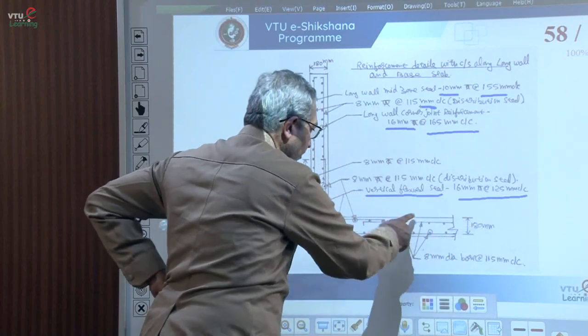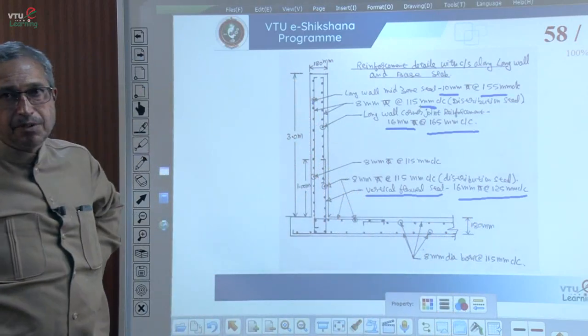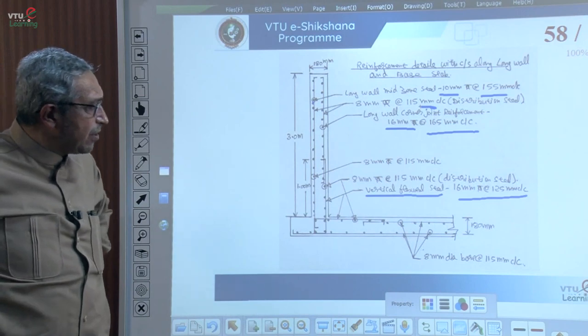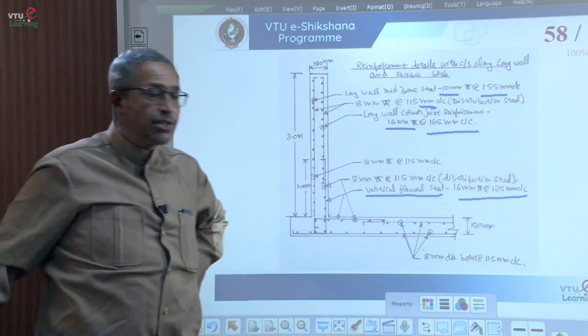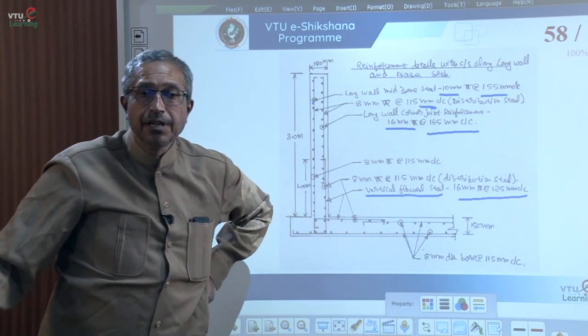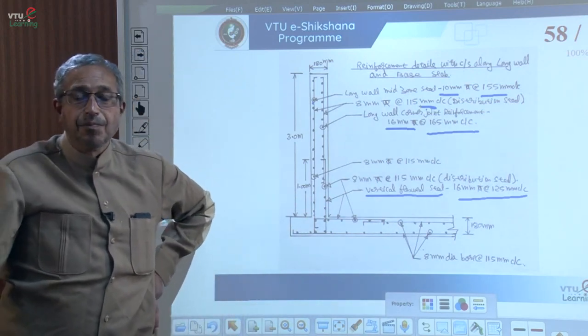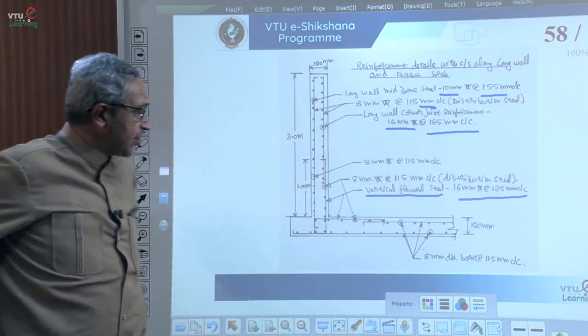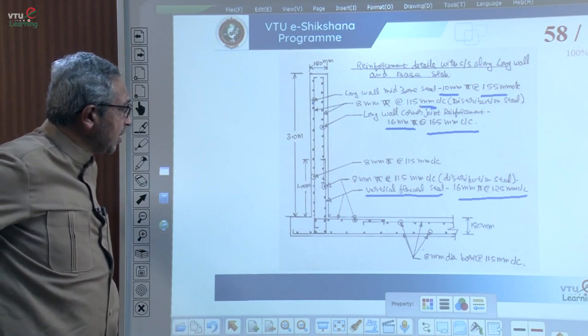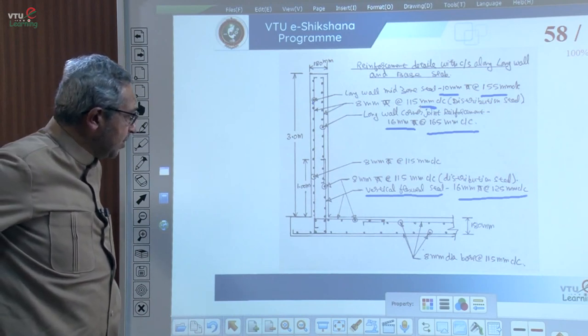So we are providing two layers, one at top and one at bottom. For each layer, we are providing 8 mm bars at a spacing of 115 mm center to center along both directions in the two layers. So this is about the reinforcement required for a rectangular slab.